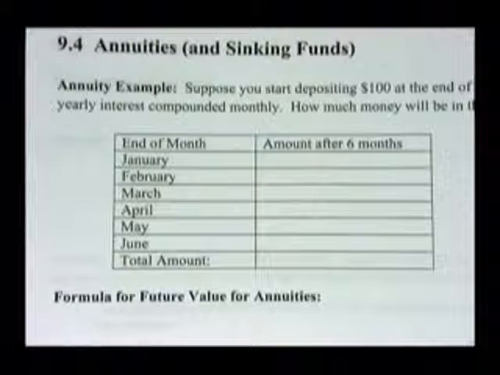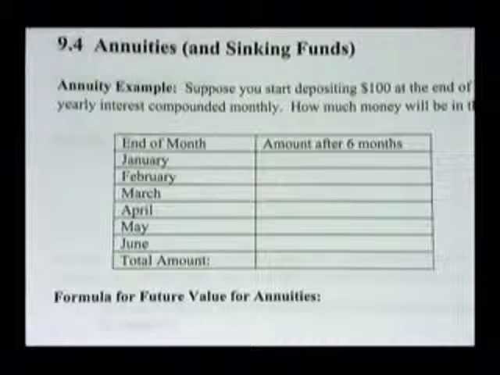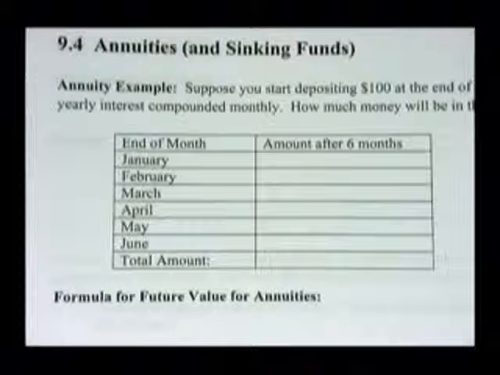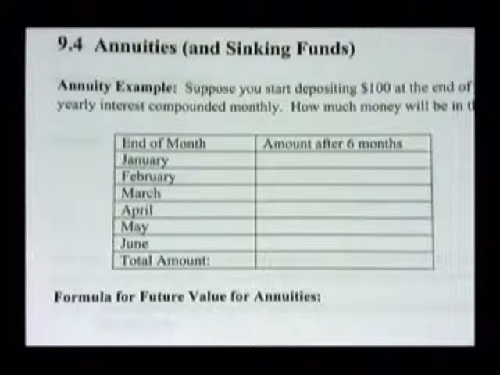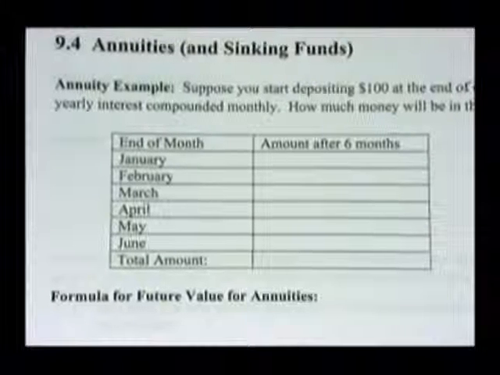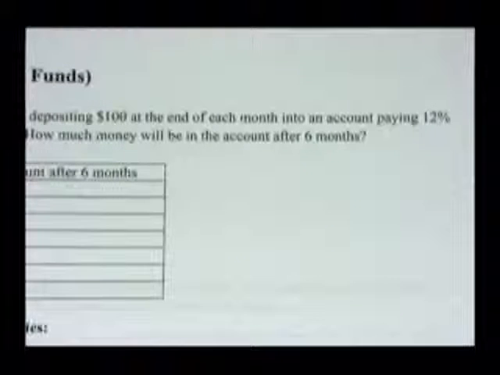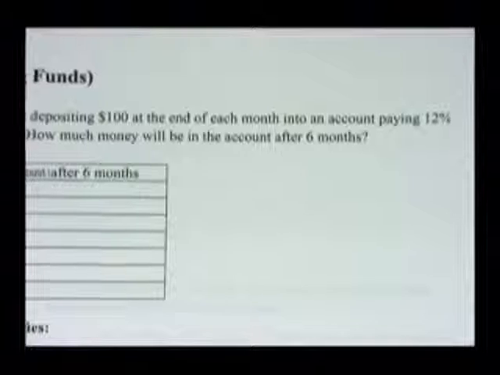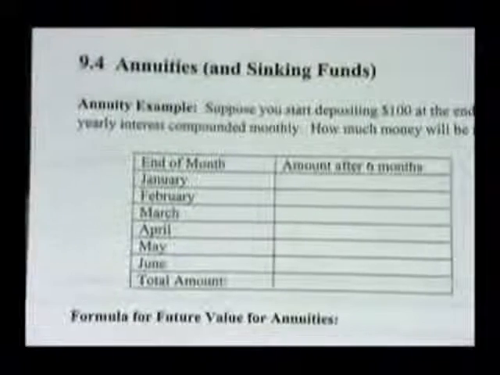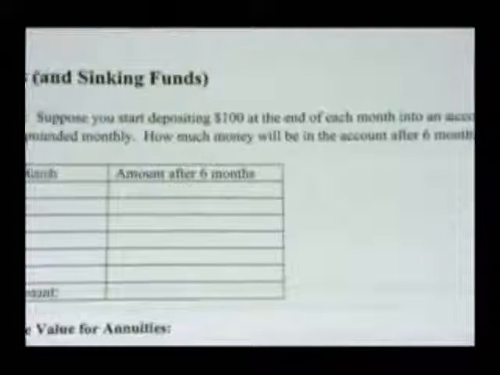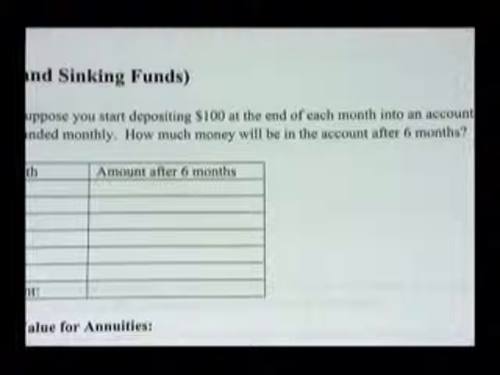Alrighty, so here are our notes, and I'm just going to start out with an example to see if we can develop the idea of what an annuity is. Suppose that you start by depositing $100 at the end of each month into an account that pays 12% yearly interest compounded monthly. How much money will be in the account after 6 months?